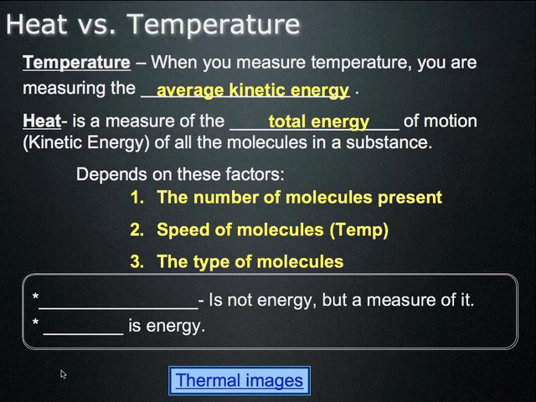So here's the difference. Temperature is a measurement of the average movement of the molecules, whereas heat energy is a measure of the total amount of energy in there. So this would have greater heat. This one has higher temperature, but this one has more heat.